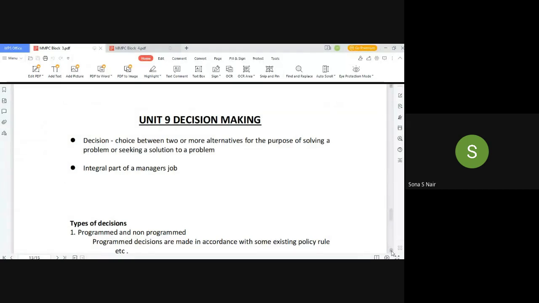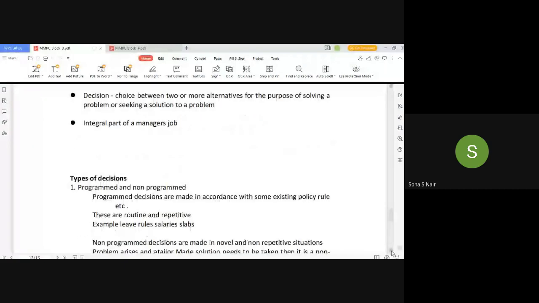What is a decision? A decision is a choice between two or more alternatives, for the purpose of solving a problem or seeking a solution. And like we discussed earlier, decision making is an integral part of a manager's job. Actually, if you look at it that way, the only thing that the manager does in an organization is make decisions. Okay? Let us come to the types of decisions.